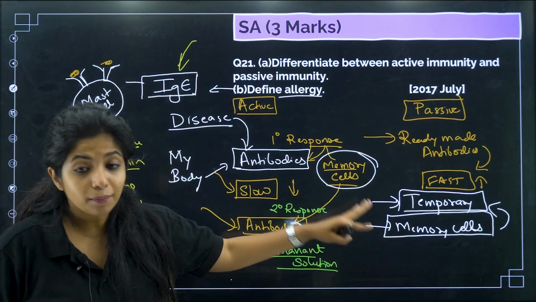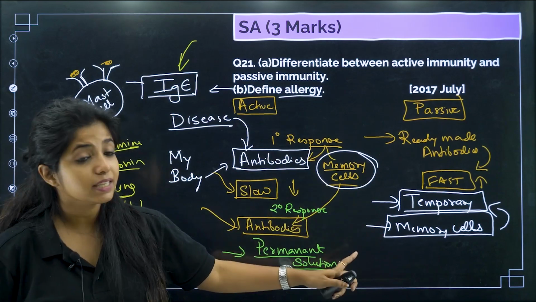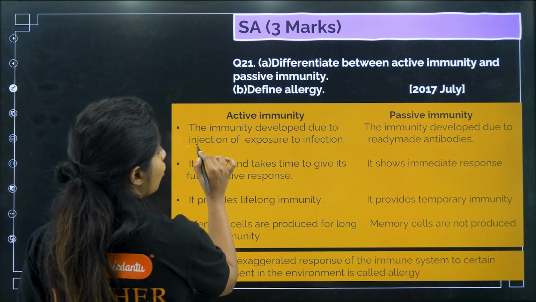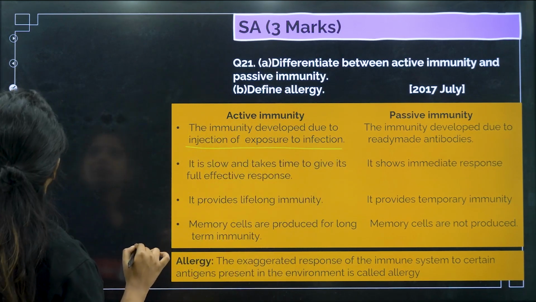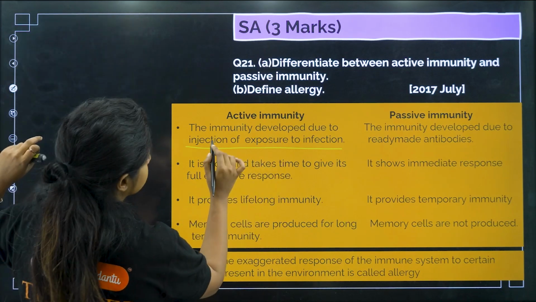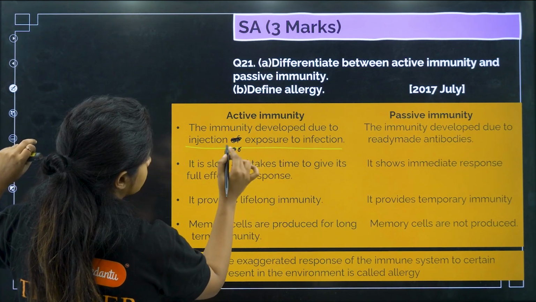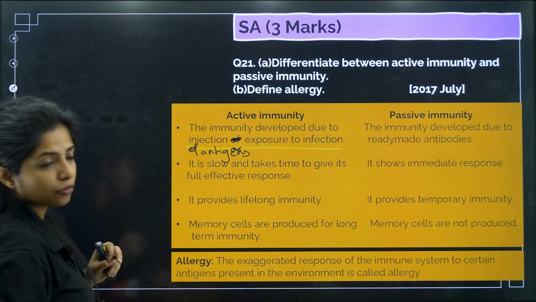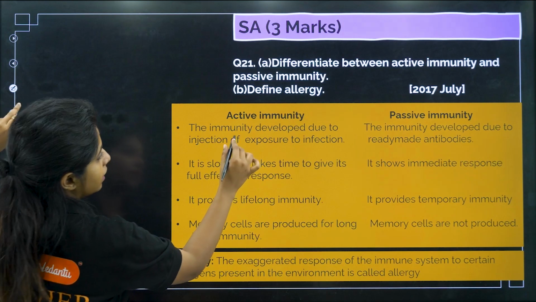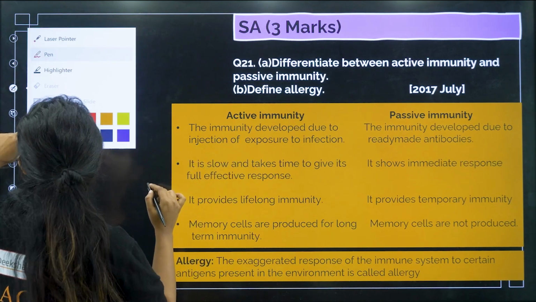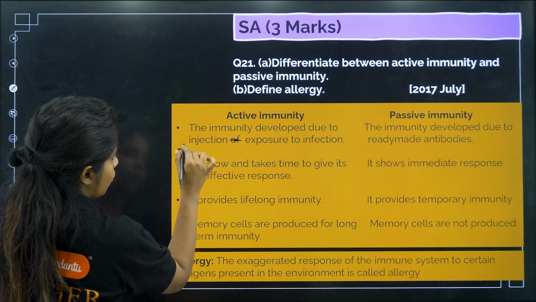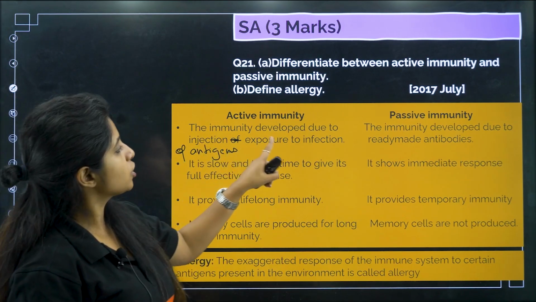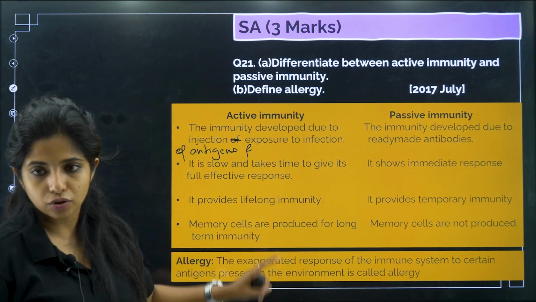Okay, now since I made you understand this, I hope you understood, we will see how you can frame the answer. Active immunity is the immunity developed due to injection of antigens or exposure to infection. Injection of antigens, as in the dead and the live attenuated form of it, as in what you do in vaccination. And exposure to infection is the cause of active immunity.